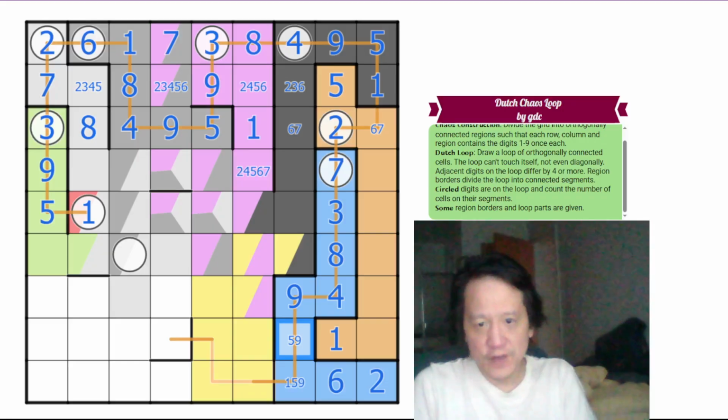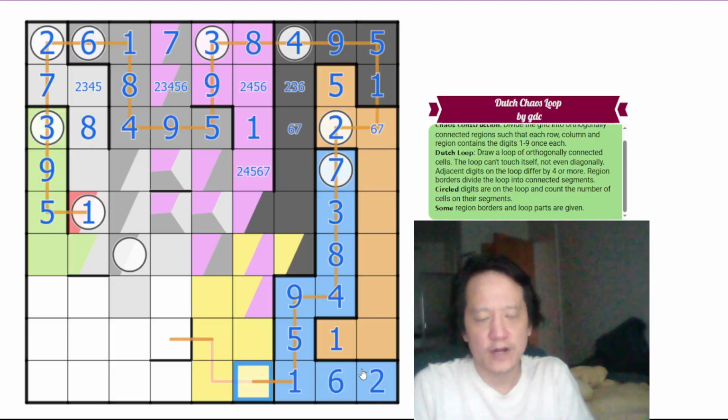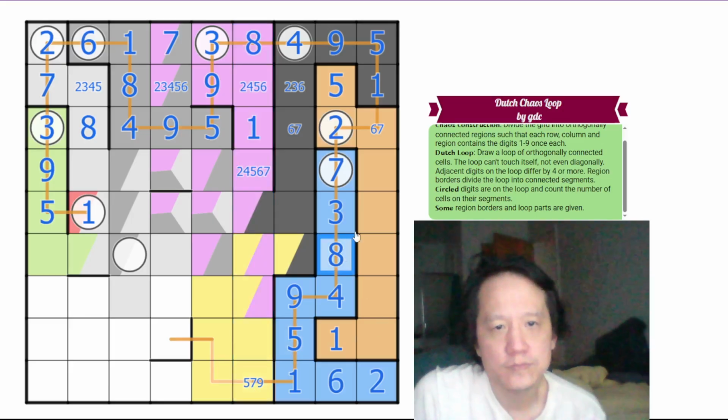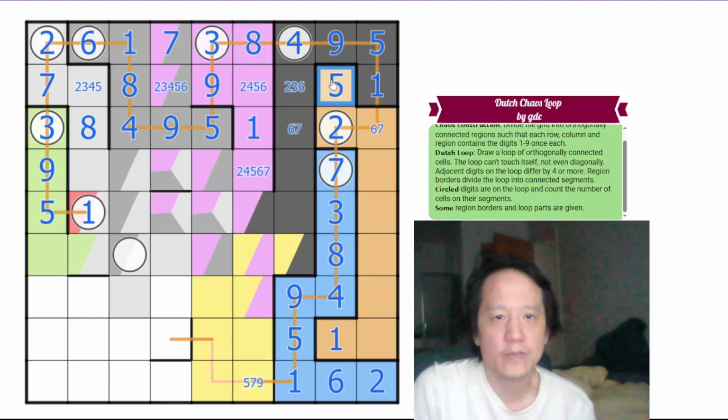This must be 5 because it can't be 1 here, so this is 5, which makes this 1. 1 is next to 5 through 9. Cannot be 6 or 8 because of the 6 in the row and the 8 in the column. This 5 eliminates 5 in the rest of the row.